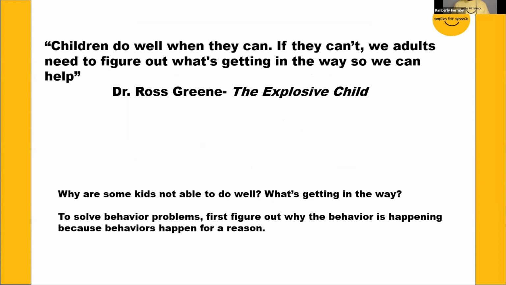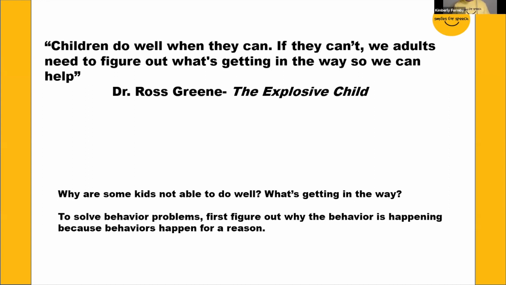So Dr. Ross Green also says that children do well when they can. And if they can't, we adults need to figure out what's getting in the way so that we can help. So our role as an adult, as the parent or the teacher or the professional working with the child, is to ask ourselves, why are some kids not able to do well? What is getting in the way? What is the barrier? What are the barriers for this child?